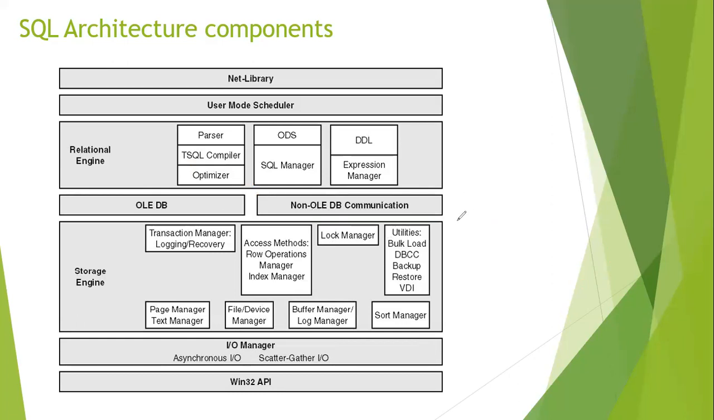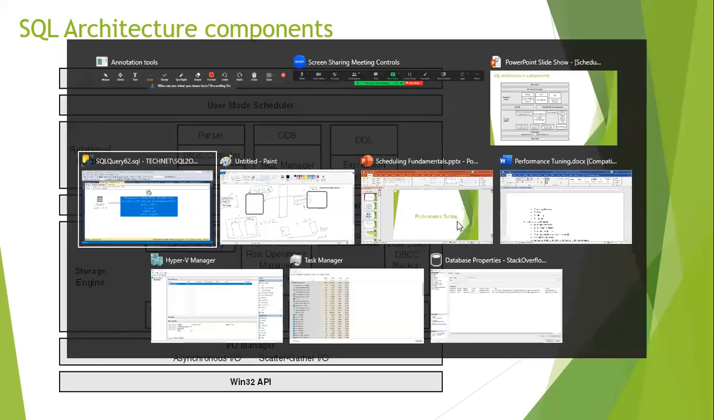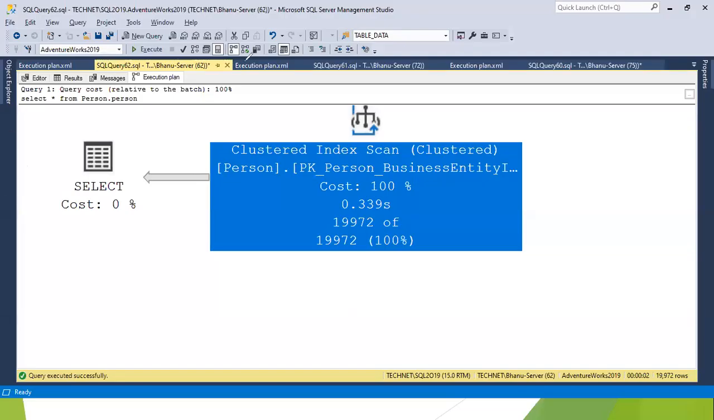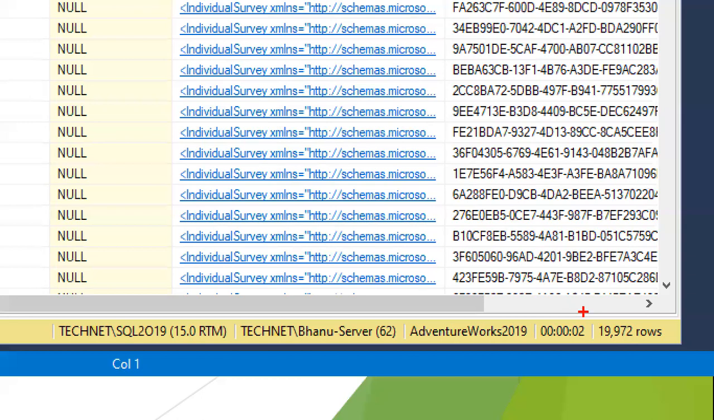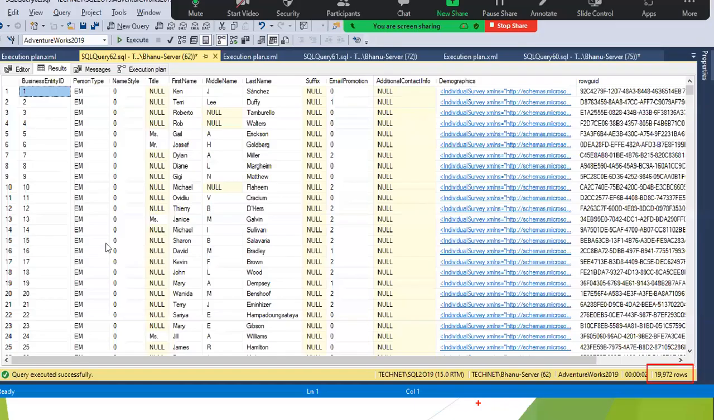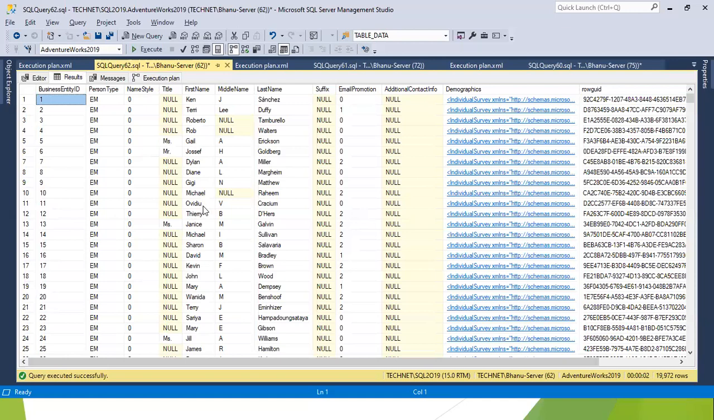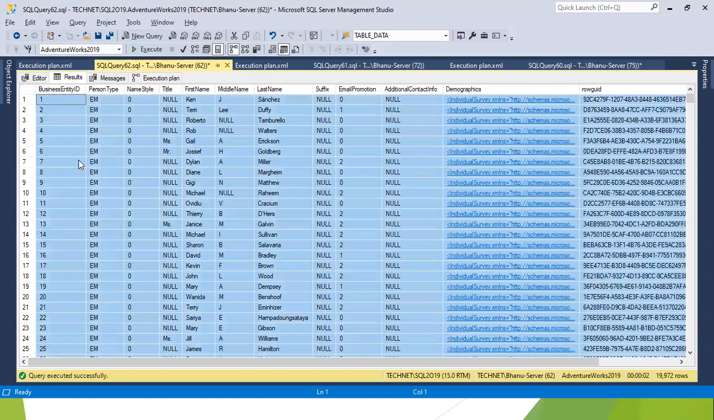The query executor, while executing, needs some data. Let's say I'm executing this query. If I execute this query, I need some data, whatever rows I have in the table. If I need this data, from where am I getting it? Where is this data stored?